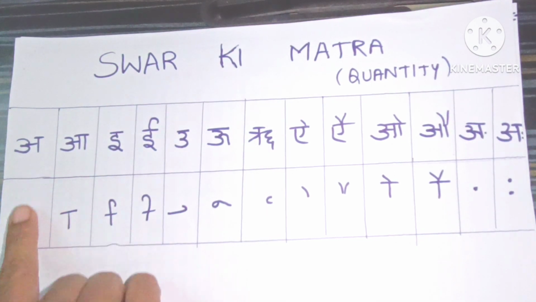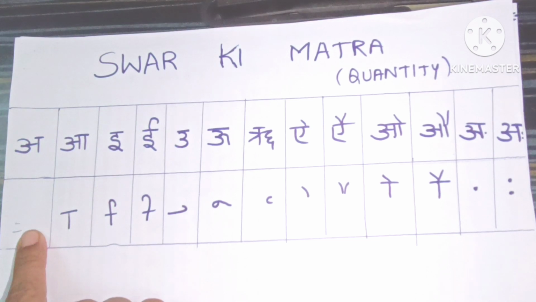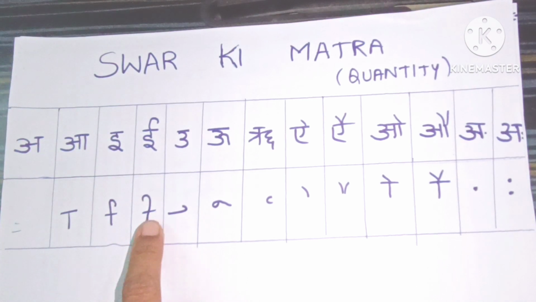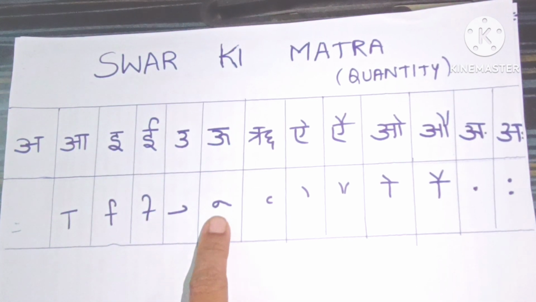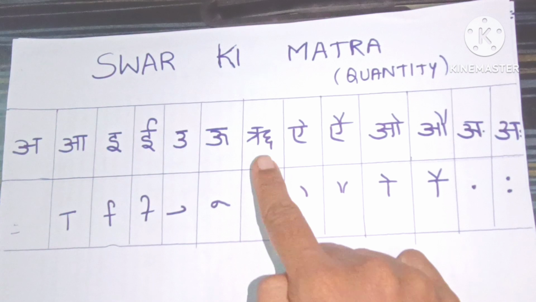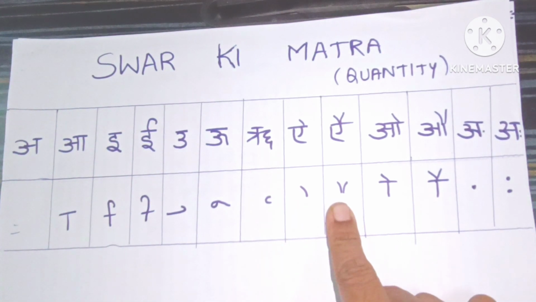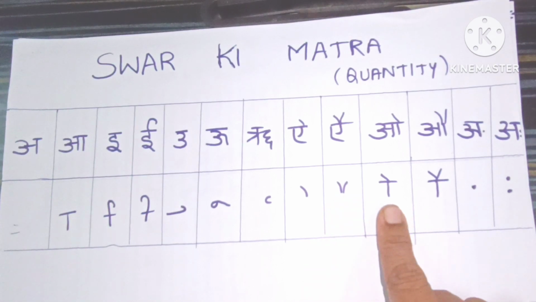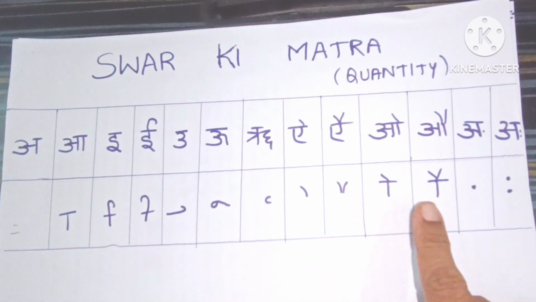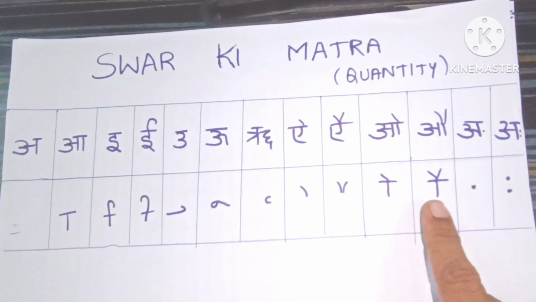First letter A doesn't have any matra, and then A ki matra, I ki matra, Ee ki matra, U ki matra, Oo ki matra, Ri ki matra, E ki matra, Ai ki matra, O ki matra, Au ki matra.